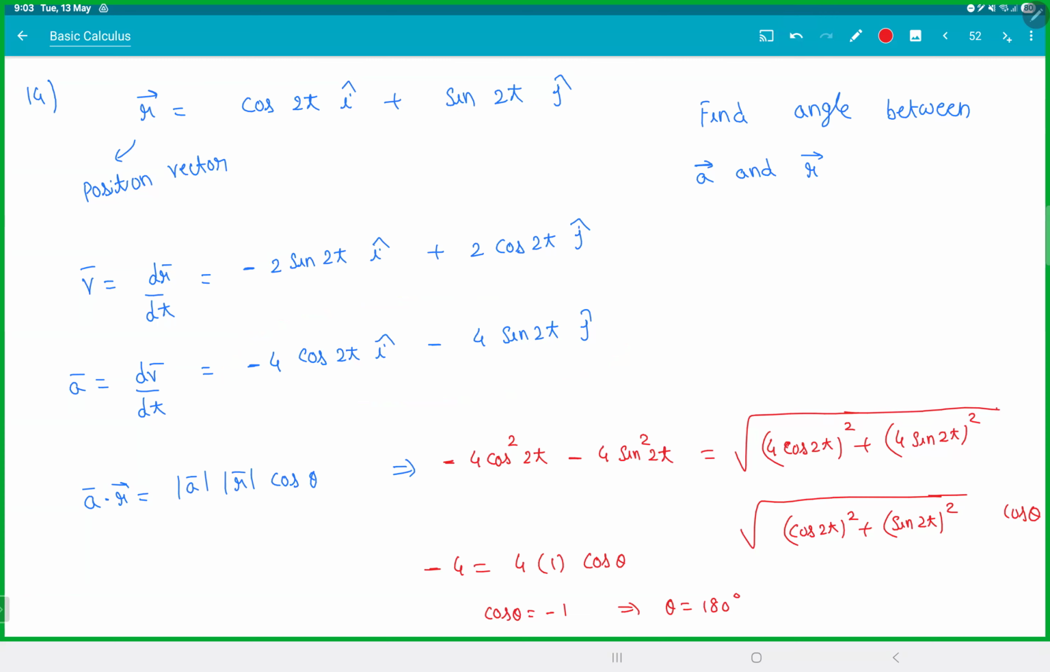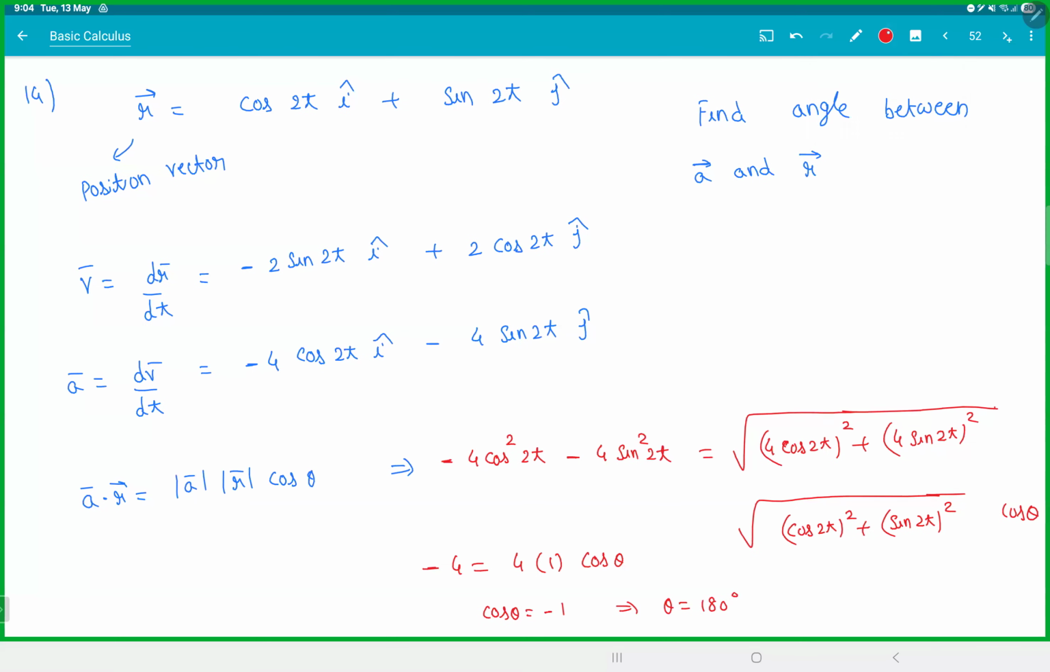Have a look at this. If you give me two vectors, this is how you find the angle. A bar dot r bar is mod a mod r bar cos theta. Everything is sine square plus cos square, so that becomes 1. All clear with this? Let's see one more like this. Any doubts? Anyone not convinced with this?